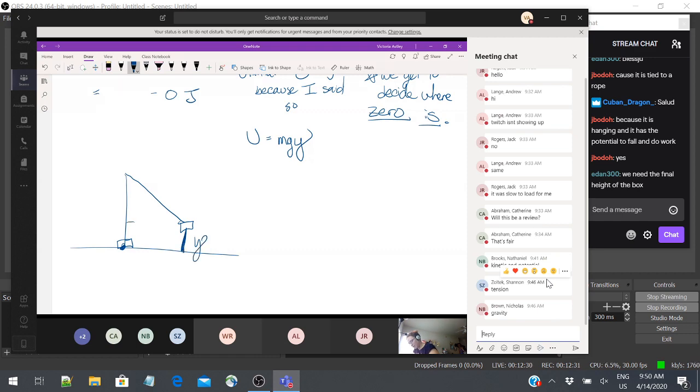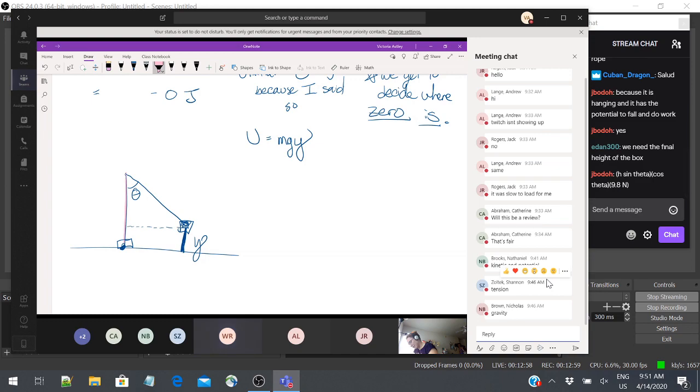I'm going to draw a line here to make this a triangle. Okay, right. So this is our height, our final height. This is our box. This is our angle theta. And this is the length of our string. The string's length isn't changing. So this is also L.